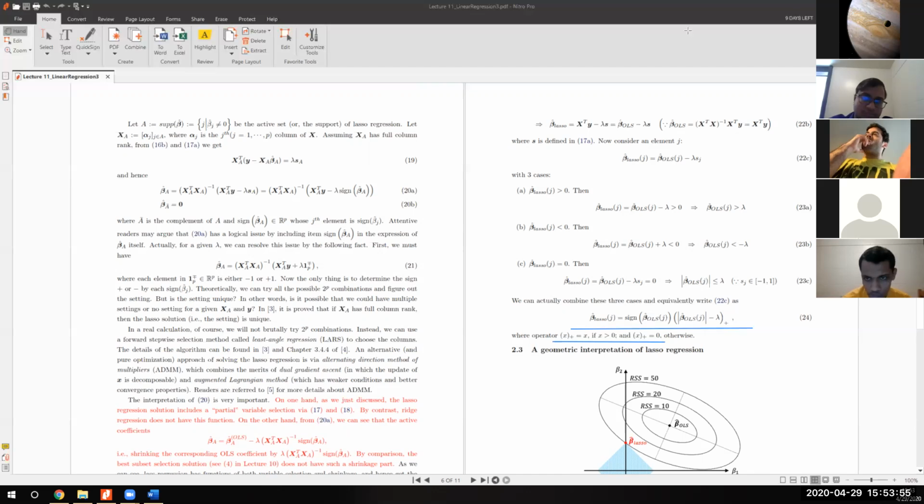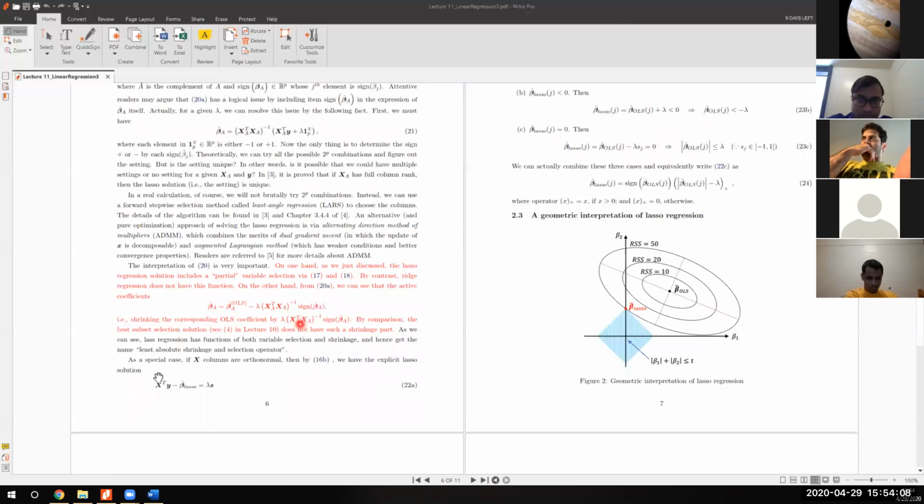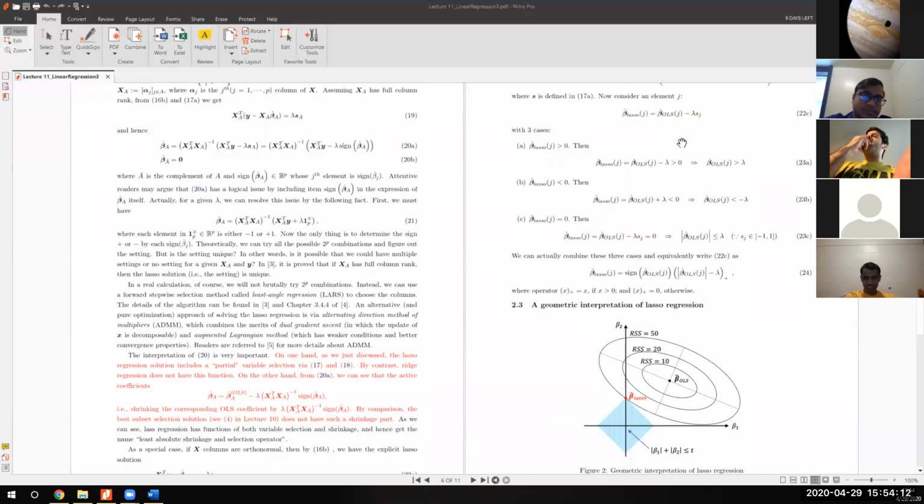And hence, this 24 is my explicit or closed form solution of my Lasso estimation for this special case. For this special case. By the way, I strongly recommend you try to get this by yourself.